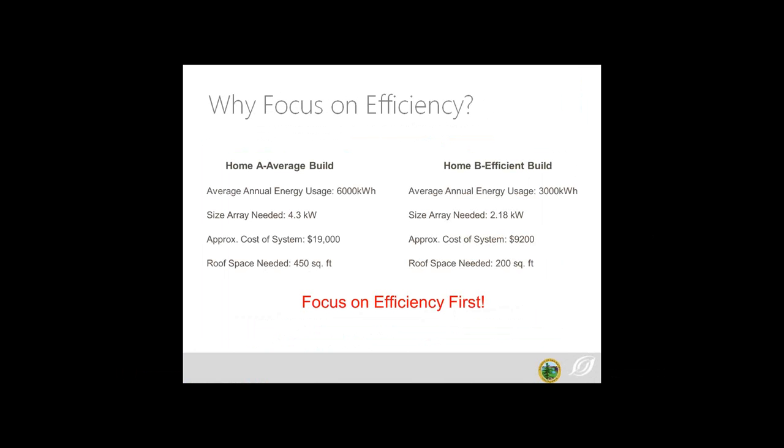Why focus on energy efficiency? The average annual energy usage is 6,000 kilowatt hours. If you were to build that home more efficiently and make it a very efficient home, and this is talking about the loading order again, you can cut your use in half. It is incredibly less expensive to do, takes a lot less roof space, and is maybe less visible when it's finally completed. So you want to do that energy efficiency first. That is definitely the rule of thumb, what the utilities try to promote, and definitely what we promote here at the county as well.